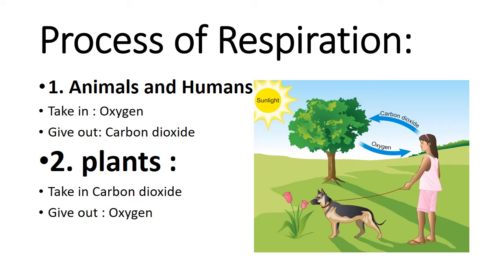If you look at this picture, you can see that if we take an example of a tree, the tree needs carbon dioxide and it gives out oxygen. That oxygen is needed by humans and animals, and they take in oxygen and give out carbon dioxide, and that carbon dioxide is taken by the plants and the trees. So here the exchange of gases takes place between plants, animals and humans.